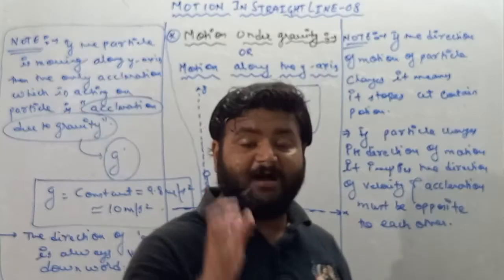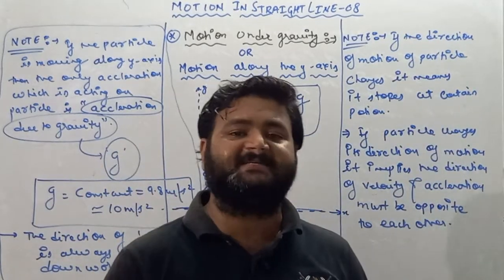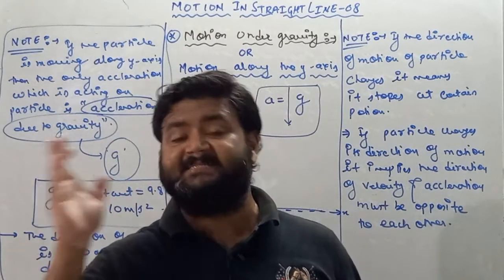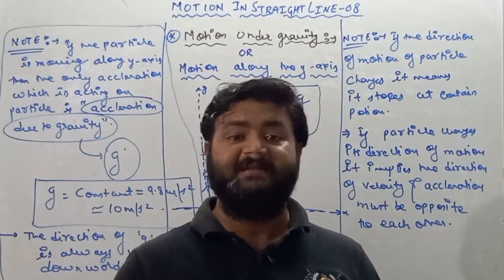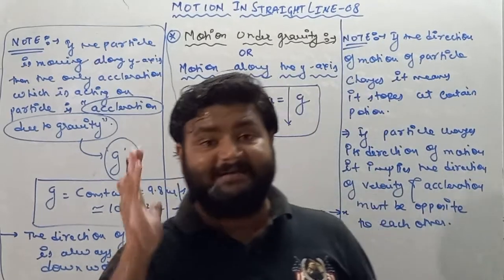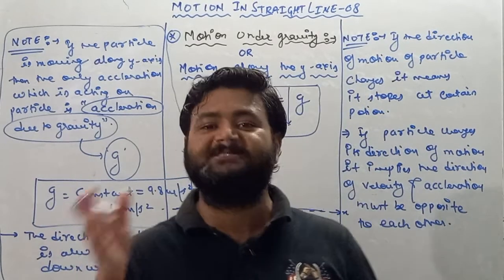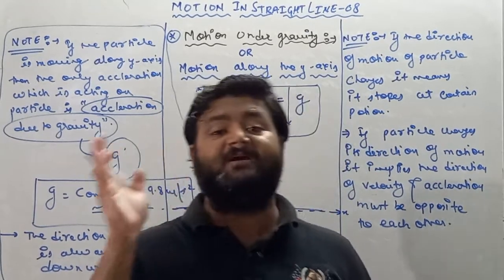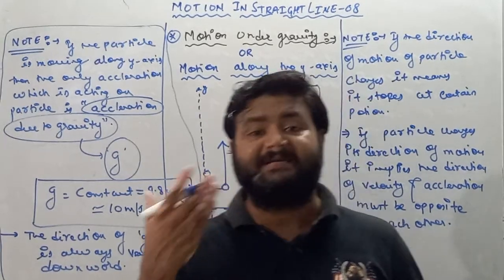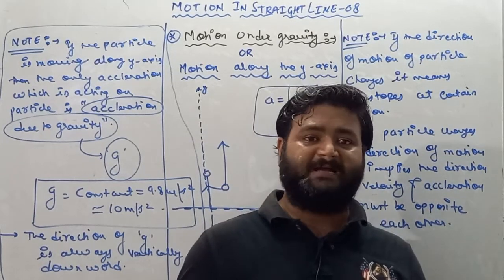First thing, without coming to rest, a particle cannot change its direction of motion. Second thing, if a particle changes its direction of motion, then it is mandatory, it is obvious, that the direction of velocity and acceleration is opposite to each other. If the direction of velocity and acceleration is not opposite, then the speed of the particle increases. So in that scenario, the particle never stops, my dear student.